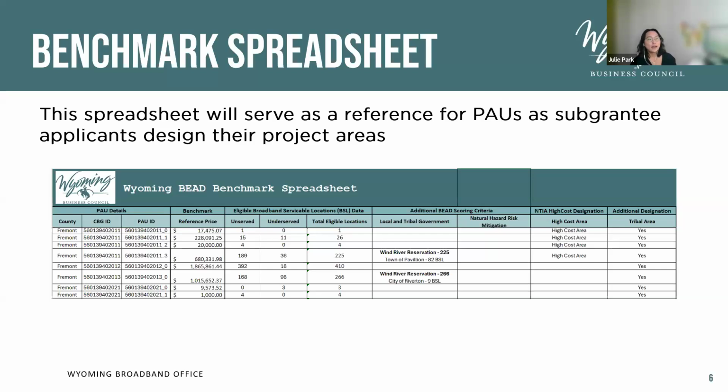Next, the NTIA high cost designation. It'll just say high cost area if the NTIA has classified it as being high cost, and that is relevant to the match that is or isn't required for your project area. So it'll just help you figure out the match required for the overall project.